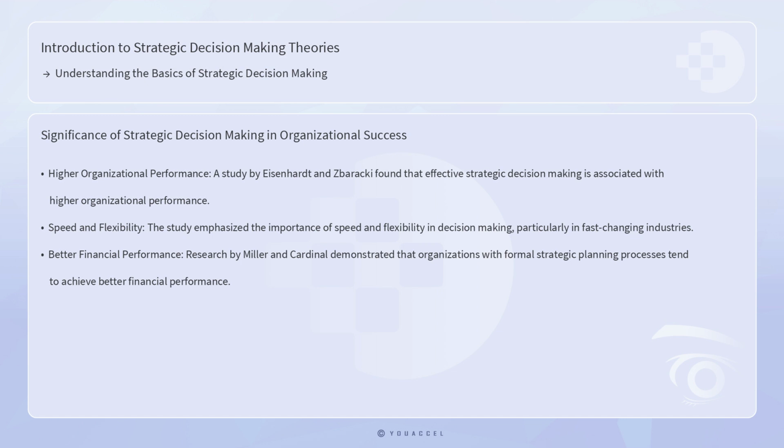Empirical evidence supports the significance of strategic decision-making in organizational success. For example, a study by Eisenhardt and Zbaracki found that effective strategic decision-making is associated with higher organizational performance. The study emphasized the importance of speed and flexibility in decision-making, particularly in fast-changing industries. Similarly, research by Miller and Cardinal demonstrated that organizations with formal strategic planning processes tend to achieve better financial performance. This highlights the value of structured decision-making frameworks in achieving organizational goals.